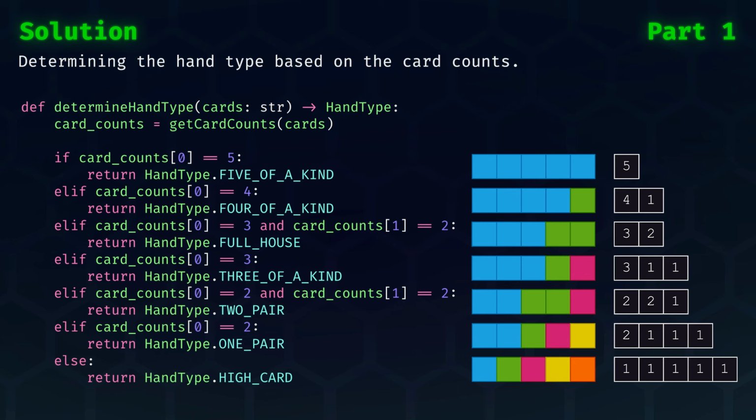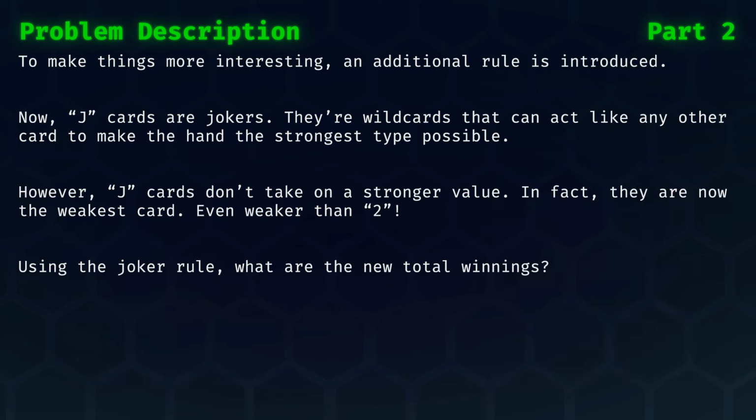Let's quickly jump to part 2. To make things more interesting, an additional rule is introduced. Now the letter J cards are jokers. They're wild cards that can act like any other card to make the hand the strongest type possible. However, these jokers don't take on a strong value. In fact, they are now the weakest card, even weaker than the number 2.